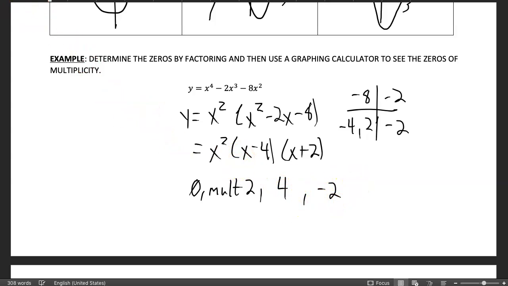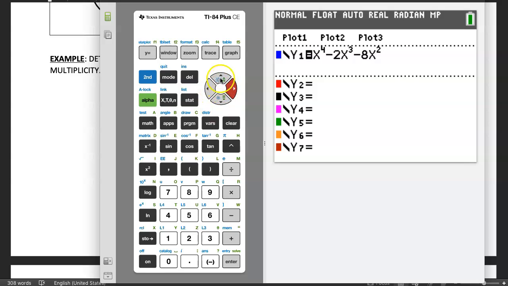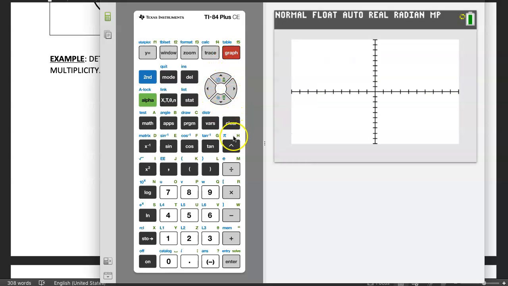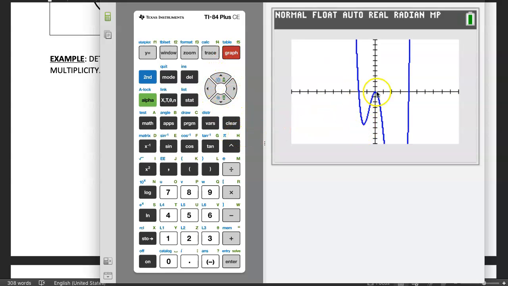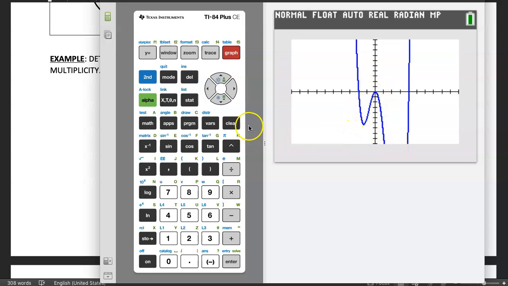Let's graph that and see if we see a quadratic near the multiplicity of 2. So here we have this in our graphing calculator. When we graph this, we expect to see a quadratic near 0, which we do see. We see a little bit of a U there. We see a straight line going through at -2, and we see a straight line going through at +4. So this little U shape at 0 is that multiplicity in effect.